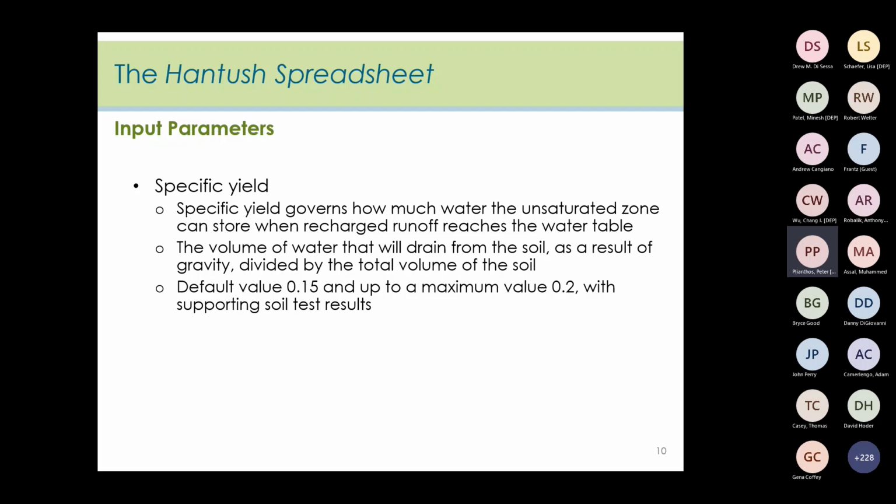The more water that can be stored in the unsaturated zone, the lower the resulting mounding. Therefore, a soil having a higher specific yield may result in a lower mounding height than a soil having a lower specific yield when other inputs remain the same. For groundwater mounding purposes, specific yield is not calculated by subtracting field capacity from porosity.